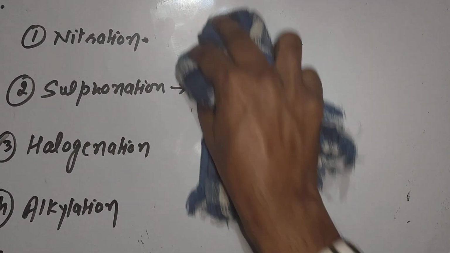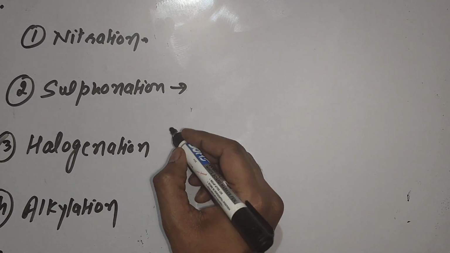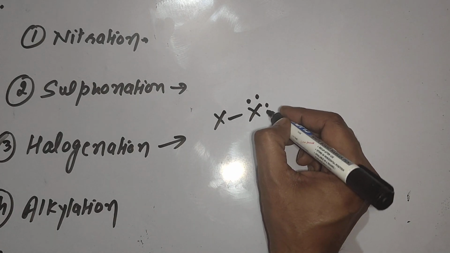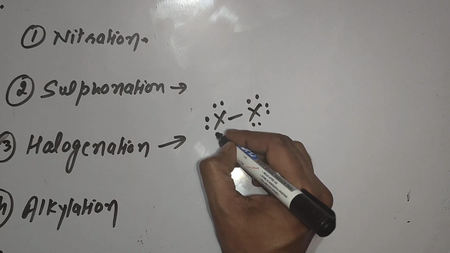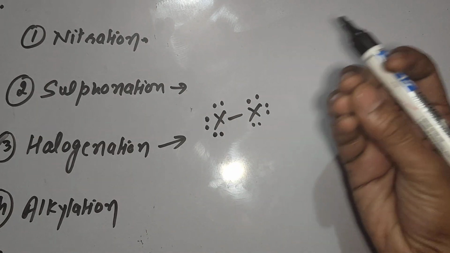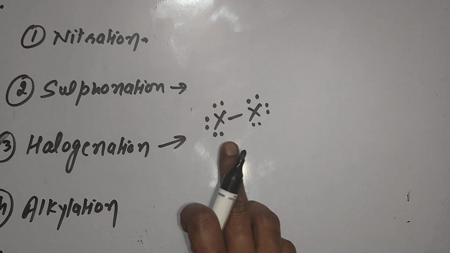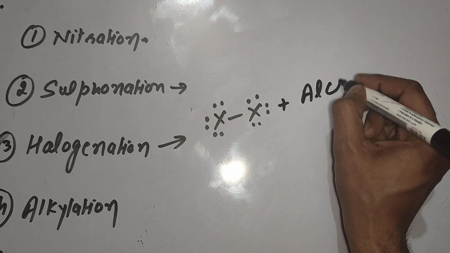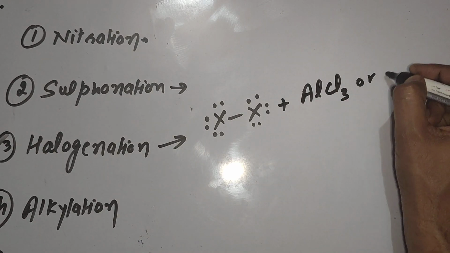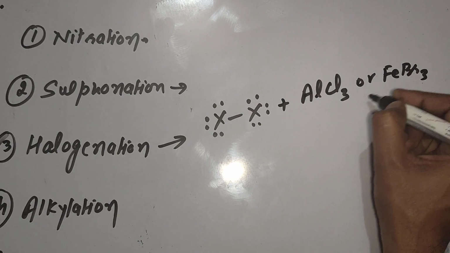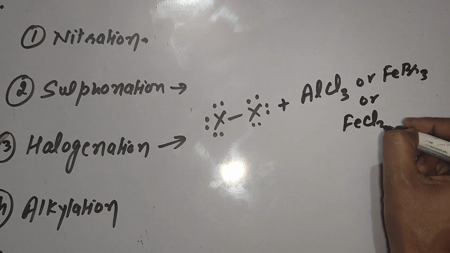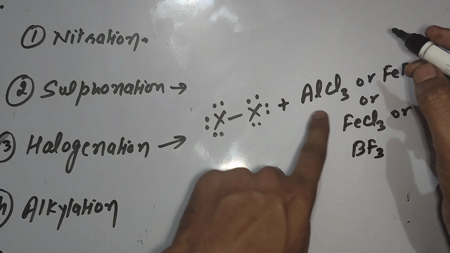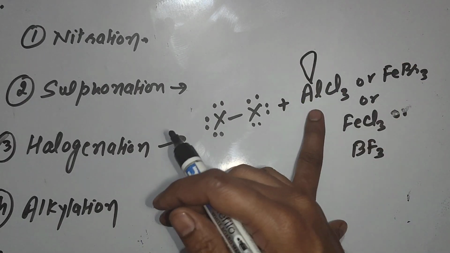Now halogenation. In halogenation, in the first step, how are electrophiles generated? We know what conditions are required for halogenation. You can use any halogen: chlorine, Cl2, Br2, I2, F2. So I am representing halogens with X. With them, what do we need? AlCl3 you can use, or FeBr3 or FeCl3 or even BF3, boron trifluoride, because all of them have a vacant orbital in the central atom.